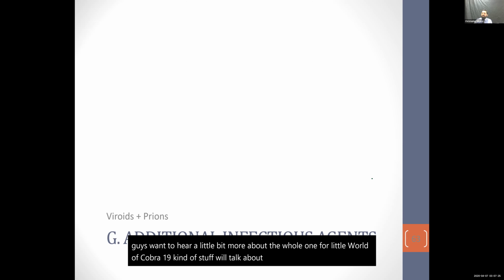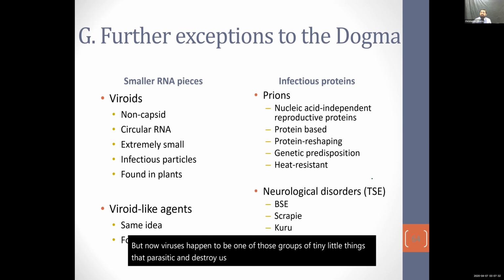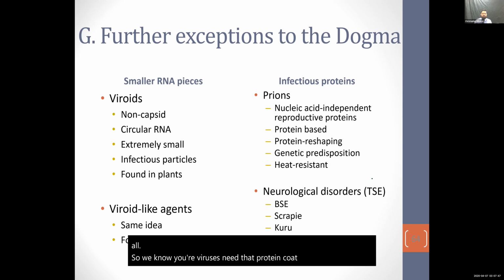But now, viruses happen to be one of those groups of tiny little things that are parasitic and destroy us, but there's more. Believe it or not, there's a group that follows very similar patterns to viruses called viroids. And the crazier thing is that they don't have a container at all. Remember, viruses need that protein coat, that capsid, made up of those tiny little pieces called capsomeres. Viroids, none at all. They're flat out naked, okay?